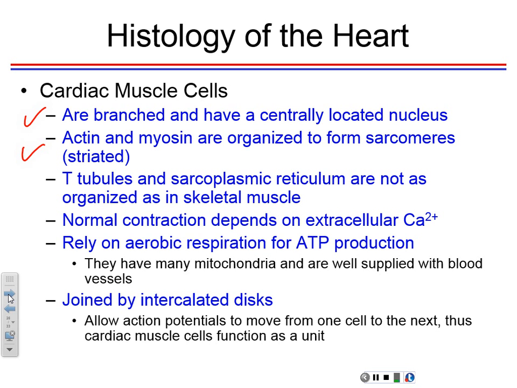So they are organized. The T tubules and the sarcoplasmic reticulum are not as well organized as in skeletal muscle. Why is that? Why are the T tubules and the sarcoplasmic reticulum not as well organized as in the skeletal muscles? It's a functional thing. It's a structural thing about heart muscle that affects their function.